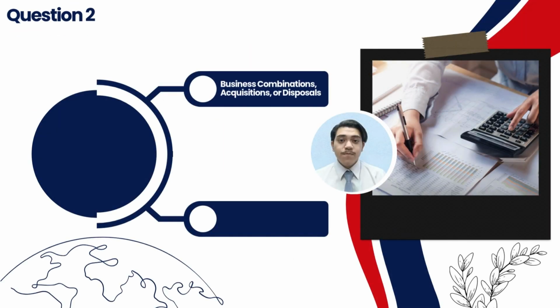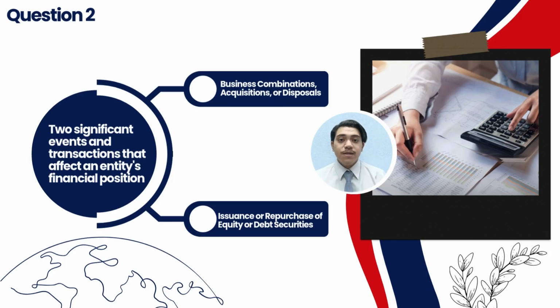Now, I will briefly explain two significant events and transactions that can affect an entity's financial position under MFRS 134. The first event is business combinations, acquisitions, or disposals. During an interim period, any change in the composition of the entity must be disclosed. This includes mergers, acquisitions, the purchase or disposal of subsidiaries, and major restructuring or discontinued operations. These events can significantly impact the financial position because they change the company's assets, liabilities, and equity. They also affect financial performance through gains, losses, or adjustments like goodwill.